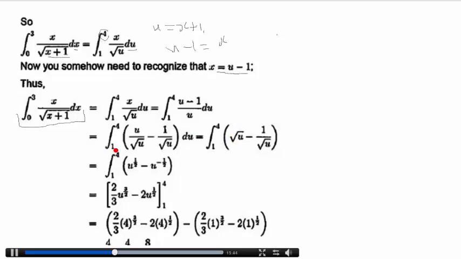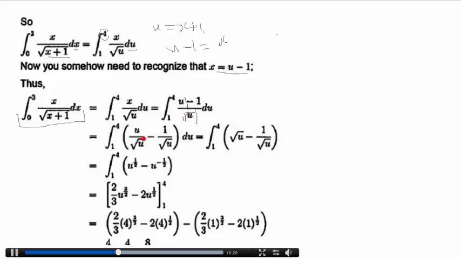So in this example, we go from 1 to 4, and this is u minus 1 upon root u. Since there is a common denominator, meaning the lower number is the same for both, we can split them up. Sorry, this should have been root u. So x is u minus 1, and root u should have been carried over here. So we can split them up this way.